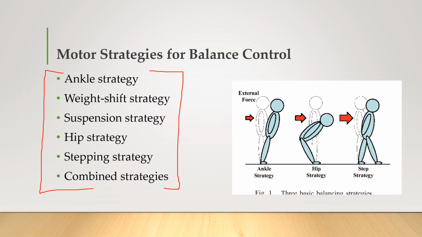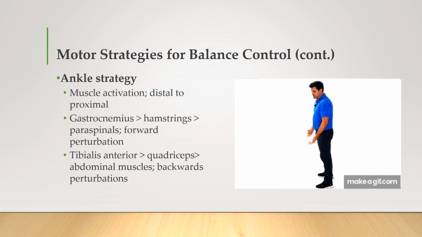Okay, so this first one here, this little image, looking at the ankle, hip, and stepping strategy. There are a few other ones in there that we're going to discuss, but those are kind of some of the main ones that we use every day. So what is the ankle strategy? Well, the ankle strategy is basically for really small anterior to posterior perturbations, and it's not anything that is going to force you to change your base of support. So you can correct these small anterior posterior perturbations by activating muscles distal to proximal.